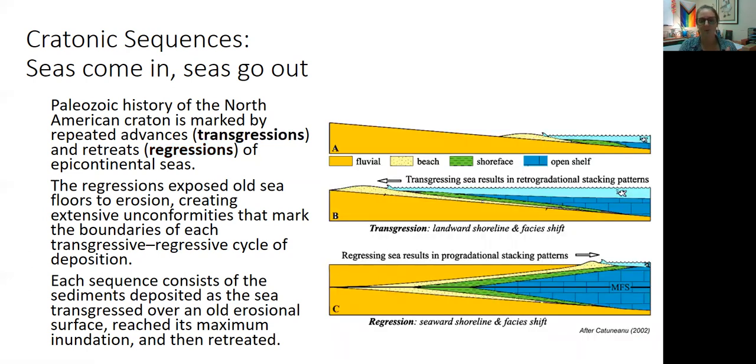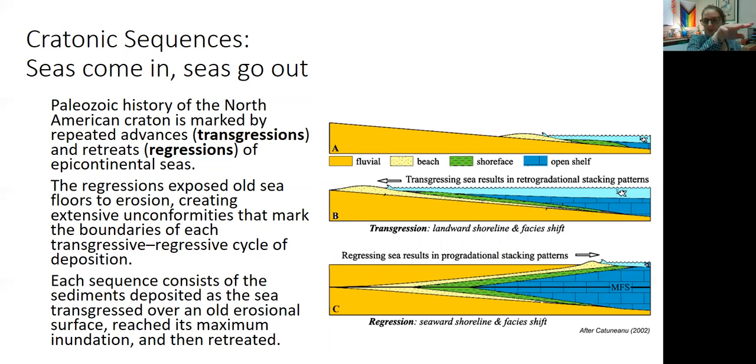Not only can we use these unconformities to place the boundaries between each of these transgression regression sequences, we can also use the rocks that are deposited during these sequences. In this image, notice that as sea level transgresses, we get this pattern of sea or coastal and ocean facies, where we start with the fluvial, meaning riverine, and then the beach, and then the shore, and then the open shelf, the open ocean. Those facies move on up, heading over to your left as sea level rises.